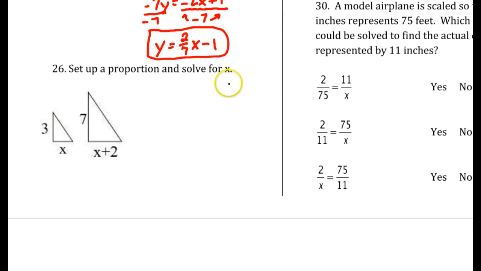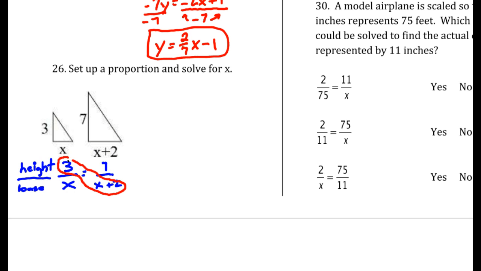Set up a proportion and solve. Okay, so we have a couple ways of doing this. There's lots of different ways of doing this, but we can do height over base, or the bottom. We got a little triangle and a big triangle. So the height of the little over the base of the little equals height of the big over base of the big. Go. To solve, a couple ways of doing this. You can do cross multiplication though. One way.